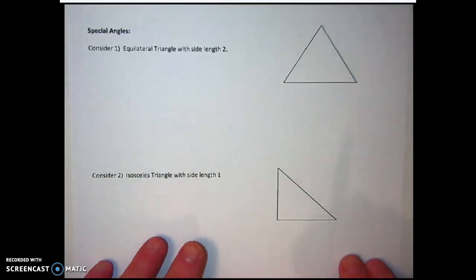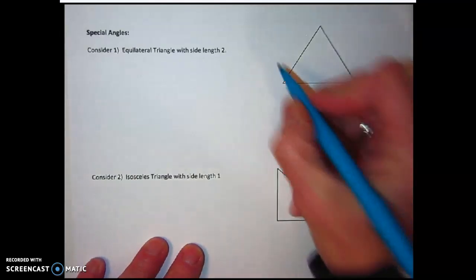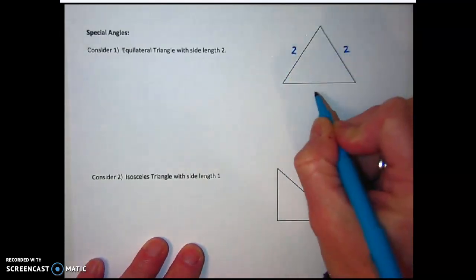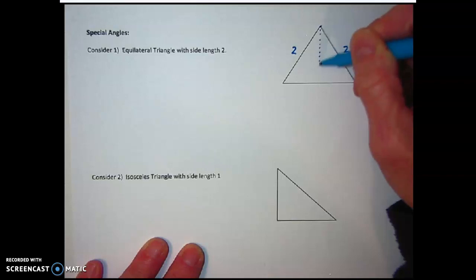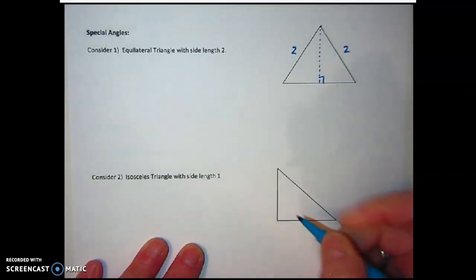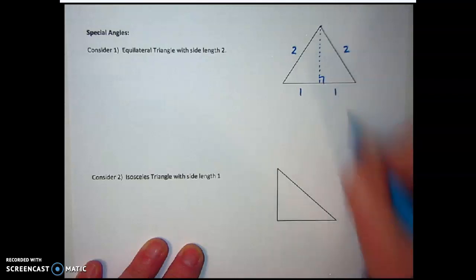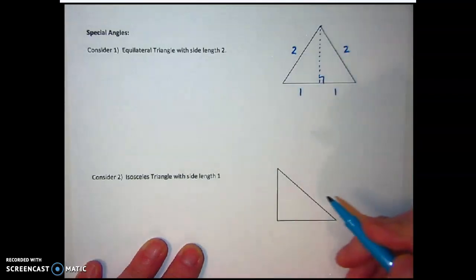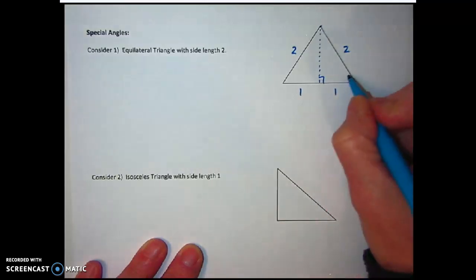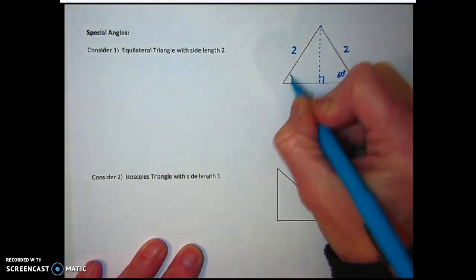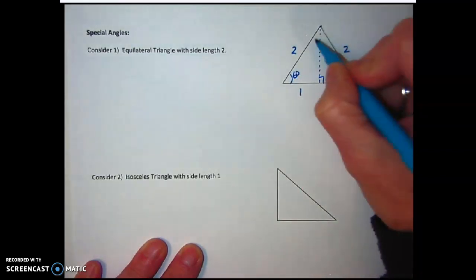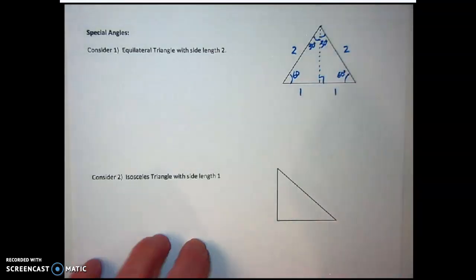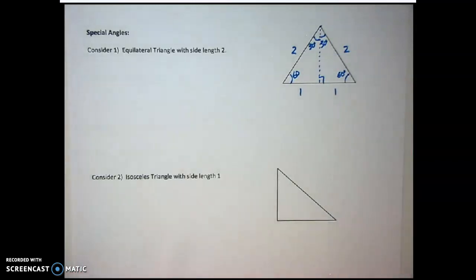To begin with, we have an equilateral triangle with side length 2. So this side is 2, and this side is 2, and this side is 2. We're going to draw this altitude in, which is going to form a right angle there, which means this side is 1 and this side is 1. Remember we started with an equilateral triangle, which means this angle is 60 degrees and this angle is 60 degrees. This angle, because it was an altitude of an equilateral triangle, has broken into a 30-degree angle and a 30-degree angle. This is where we come up with our 30, 60, 90-degree triangle.